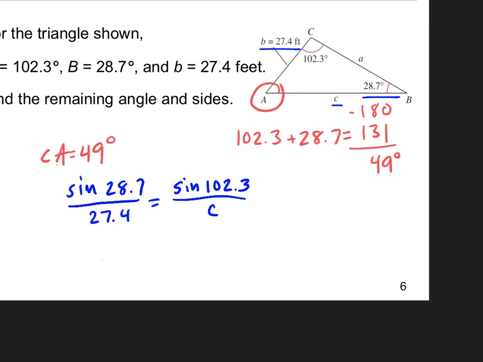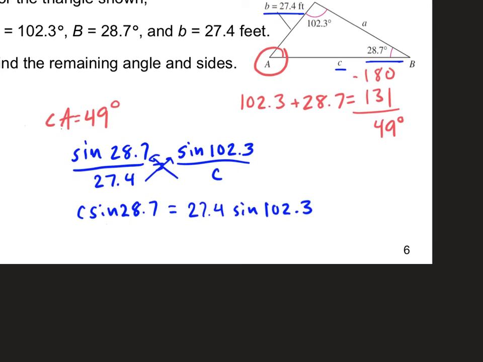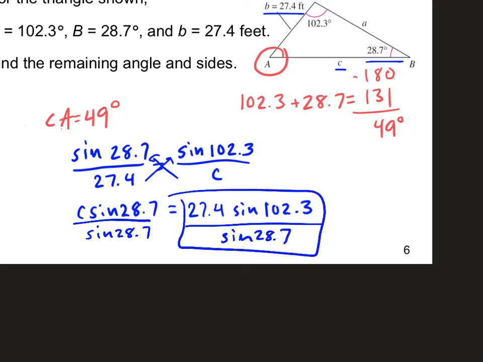Now how do we solve for c? What do we need to do? Cross multiply. So c times the sine of 28.7 is equal to 27.4 times the sine of 102.3. You always want to save the calculations for the end, because if we did it right off to start out with, we would have to round our numbers, and then we would have to write all of our decimal places every time, and when rounding, we may get an error. Now to solve for c, we divide both sides by sine of 28.7. And then we're going to put this into our calculator.